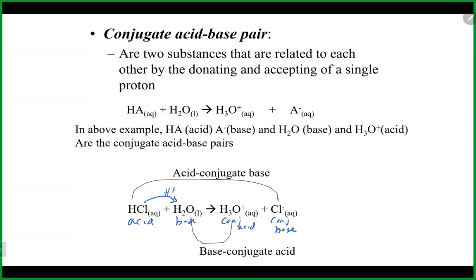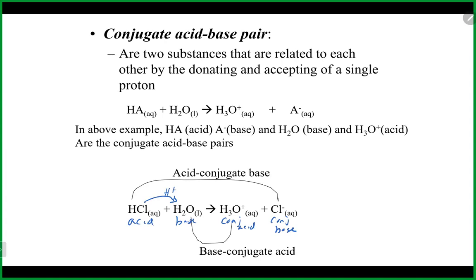So when you're looking at whether these things are acid-conjugate base pairs or base-conjugate acid pairs, the only difference has to be the 1 H plus. It's also important to remember that it is not just a hydrogen that's being gained or lost, but it is the plus part of it, which means the charges of these things change.